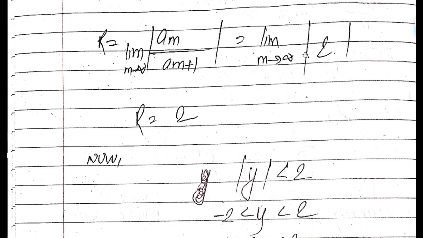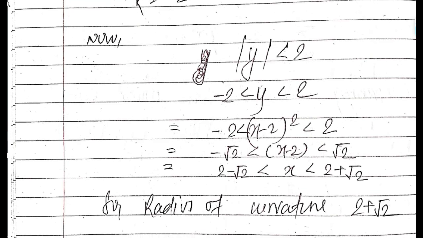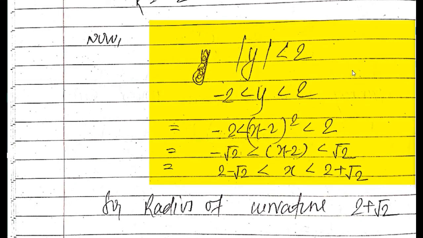The limit as m tends to infinity of the constant 2 equals 2, and you need to find the range of the radius of convergence. After doing this simple calculation right here, you're going to find the range of the radius of convergence. So this is your final answer, 2 plus root 2.